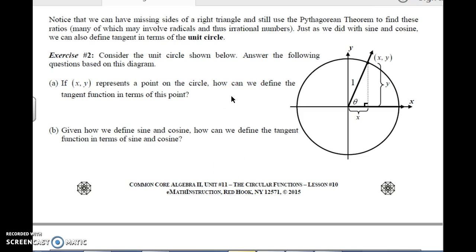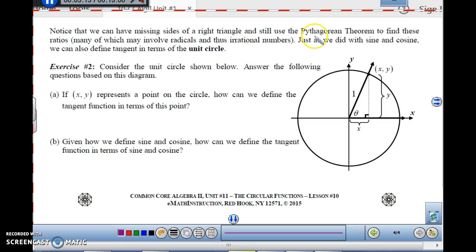Notice that we can have missing sides of a right triangle and still use the Pythagorean Theorem to find these ratios, which will involve radicals and thus irrational numbers. Now, just as we did with sine and cosine, you can also define tangent in terms of the unit circle. So here is the unit circle diagram. Remember, unit circle means that the radius of the circle is going to be 1, and each coordinate is going to be x comma y.